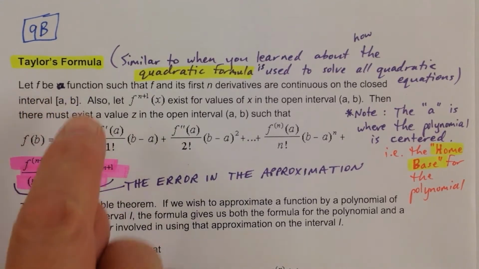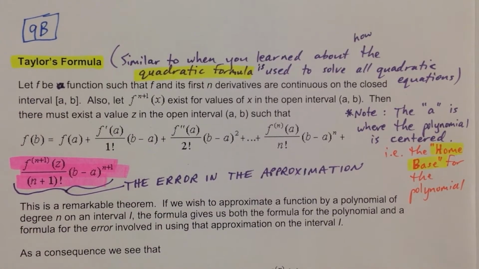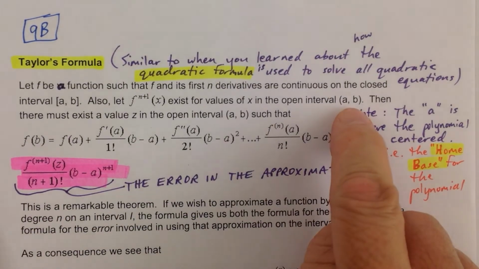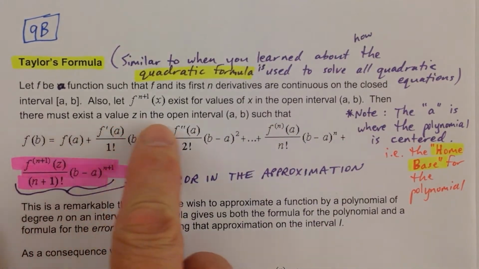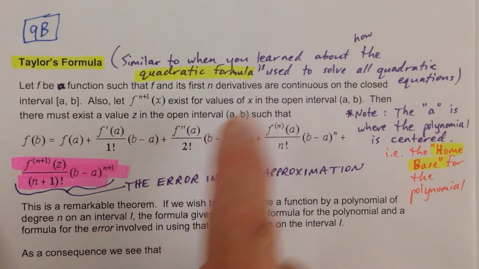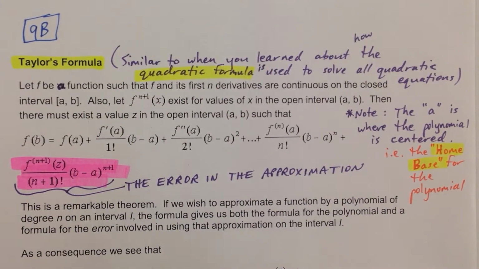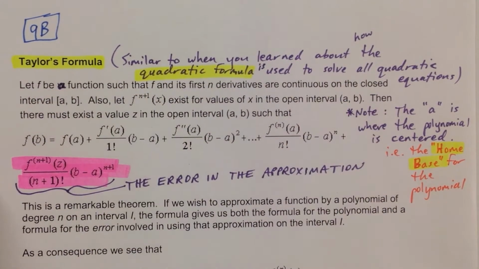f is a function such that f and its first n derivatives are continuous on the closed interval from a to b, and then the n plus first derivative exists for all values of x in the open interval a to b. Then there must exist a value. So this is a lot of talk about this, you'll start becoming more familiar with all of what that means. But here's the formula, and I want to point out a couple key parts of that formula.